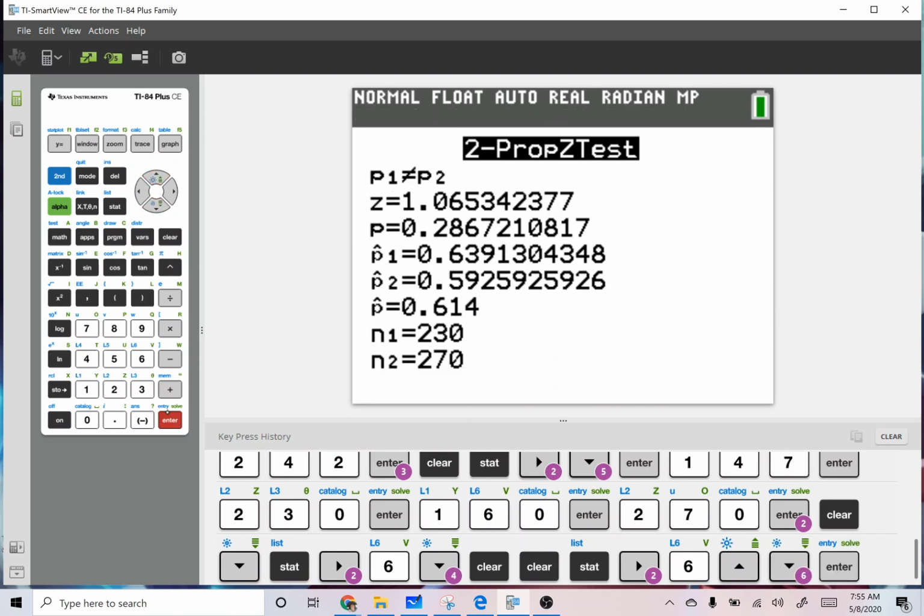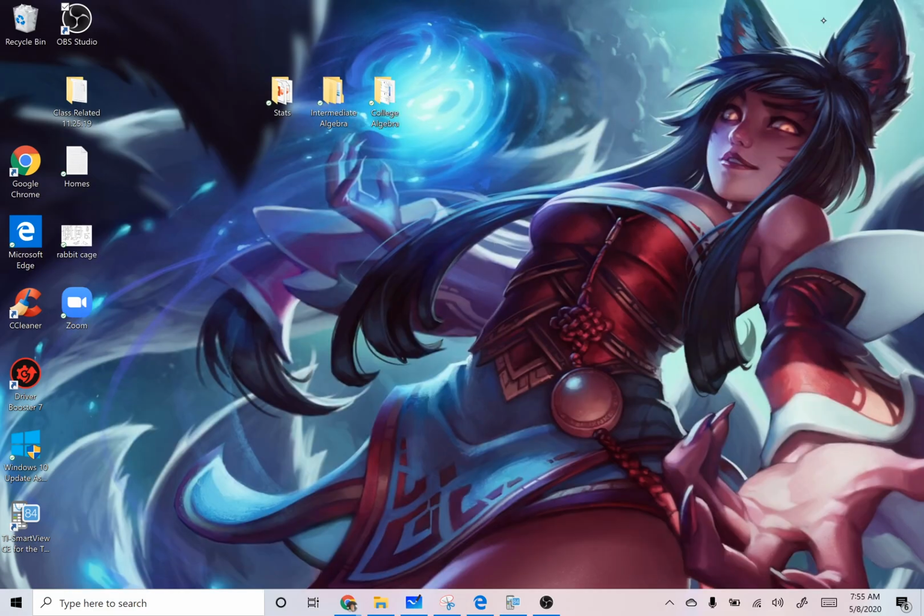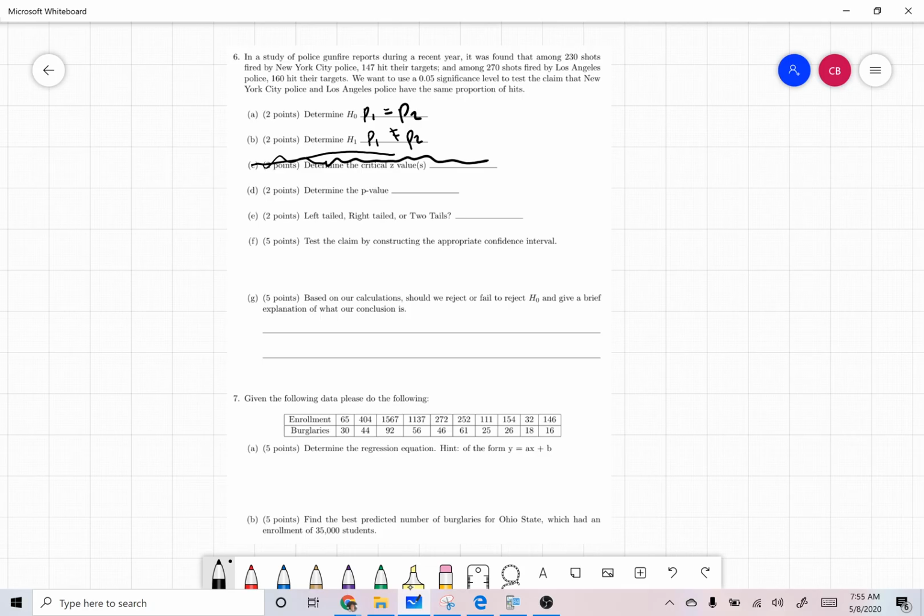There we go. So our p-value is this number, 0.2867. So for that one, we'll say 0.2867. This is two-tailed. Test by constructing a confidence interval. This will be on there.